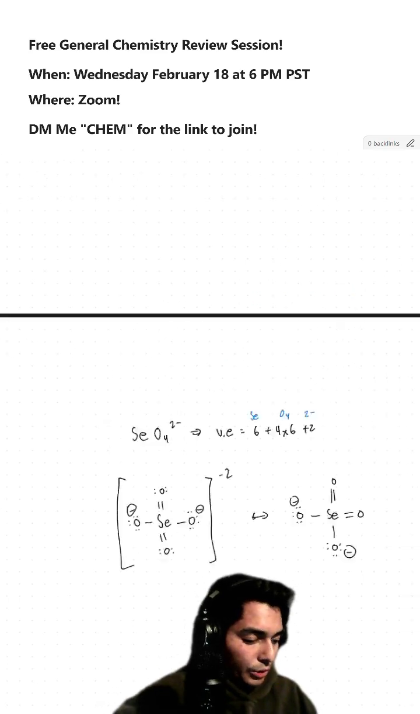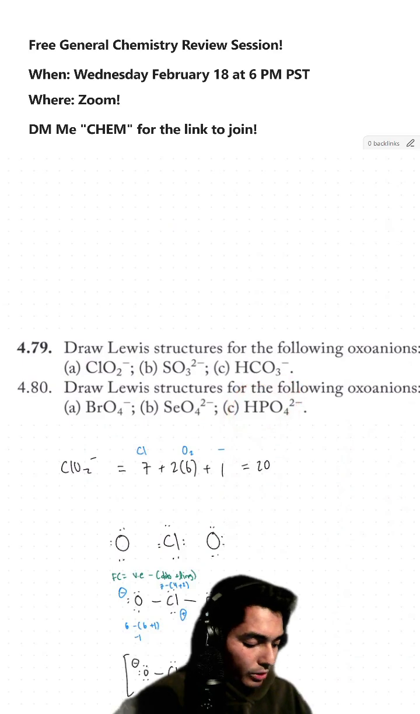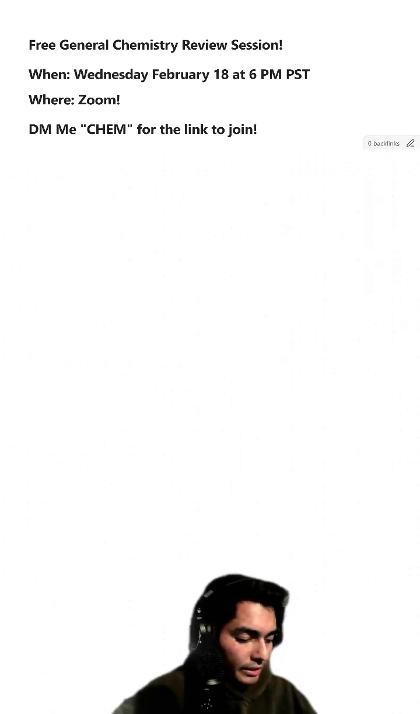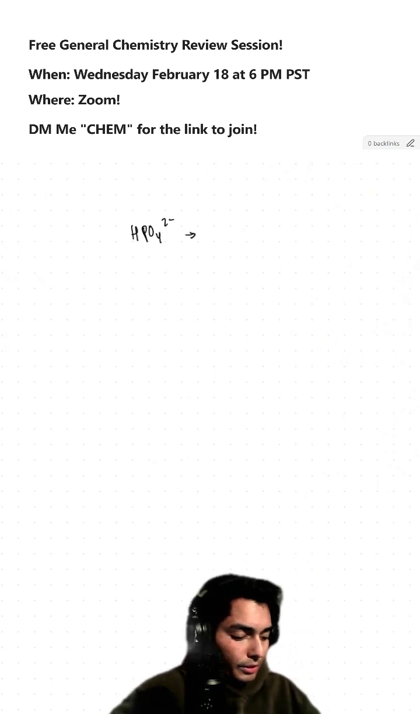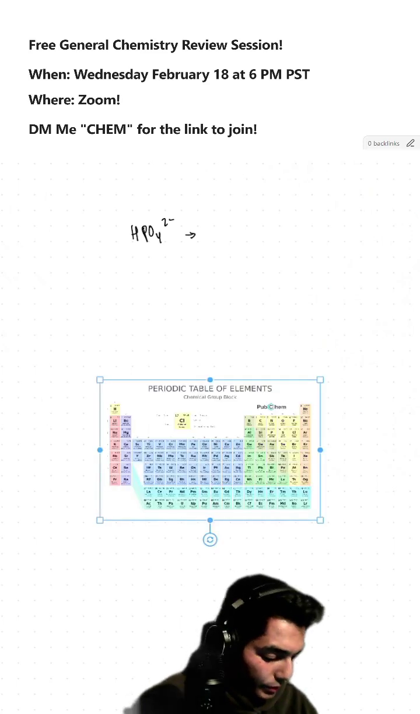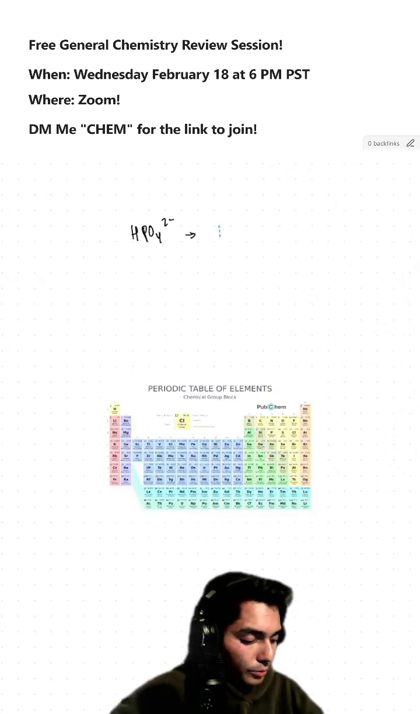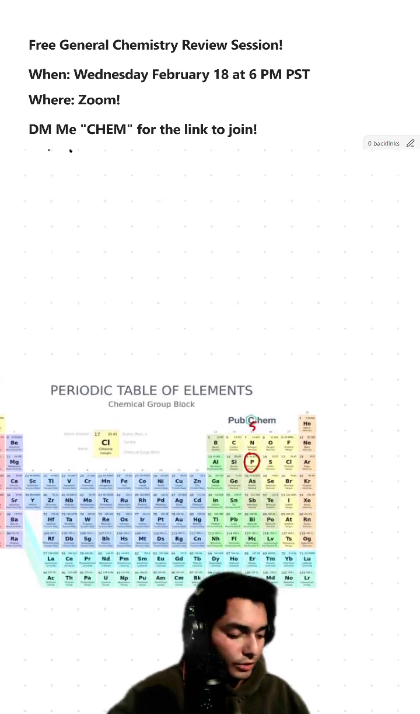All right, guys, so we're making good progress here. Let's check the next example. The next one is going to be HPO4 2 minus, oxyanion HPO4 2 minus. First things first, I'm going to check how many valence electrons I have. I believe phosphorus has 6, right? I'm going to check my periodic table and I see that phosphorus actually has 5. So hydrogen has 1 plus phosphorus has 5 here.